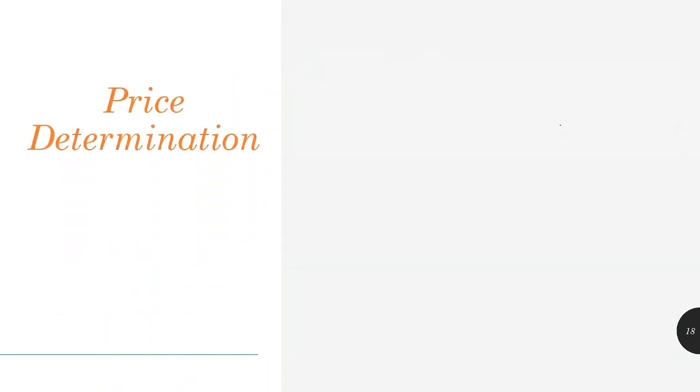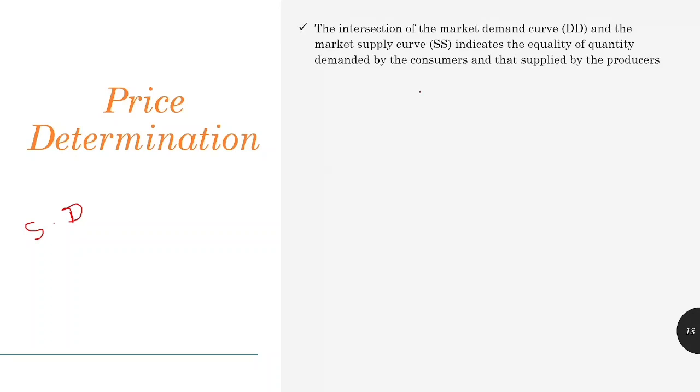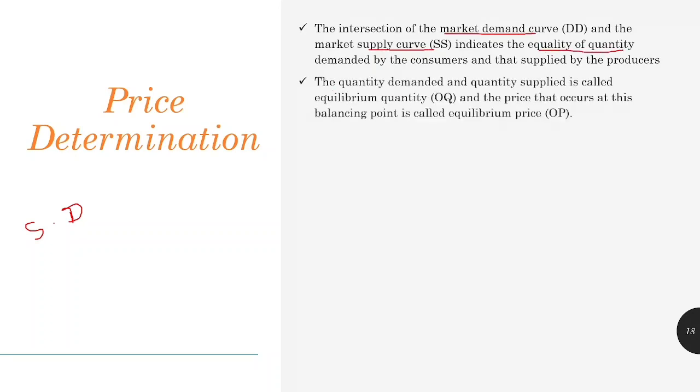Now the last topic is price determination. We talked about demand, we talked about supply. We know the supply curve, we know the demand curve, we know the quantity demanded, we know the quantity supplied. So how can we find out the price of the commodity in the market? Where there is intersection of the demand curve and supply curve, it indicates the equality of the quantity demanded and the quantity supplied. So it is called equilibrium quantity, OQ, and the price at that quantity is called equilibrium price. So we find out price by this method.